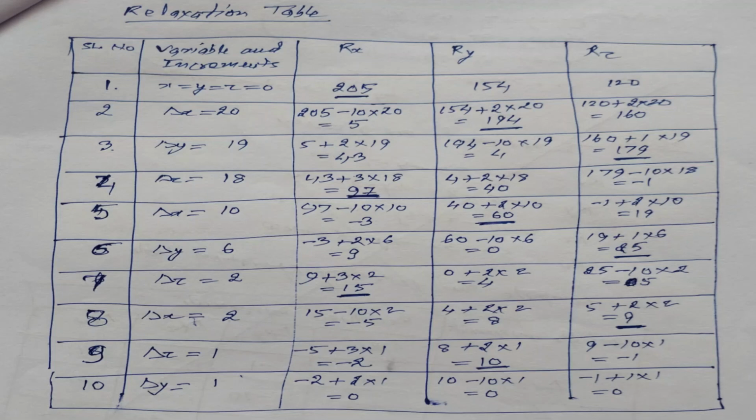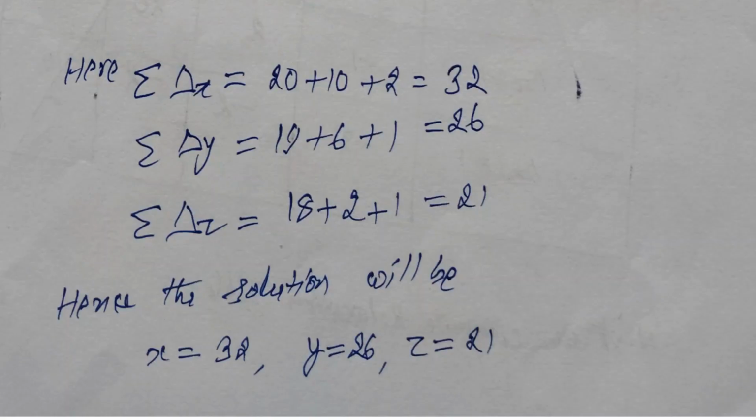So, we take delta y equal to 1 to reduce this number, and Ry becomes 10 minus 10 into 1, that is equal to 0. Correspondingly, Rx becomes minus 2 plus 2 into 1 equal to 0, and Rz becomes minus 1 plus 1 into 1 equal to 0. And thus we see that residuals Rx, Ry, Rz all become 0. So, we shall add the values of delta x, delta y, and delta z to find the solution.